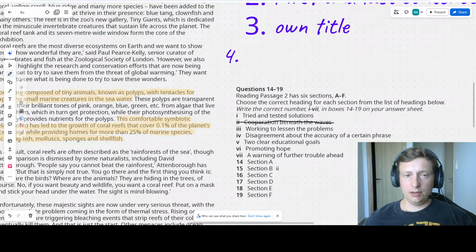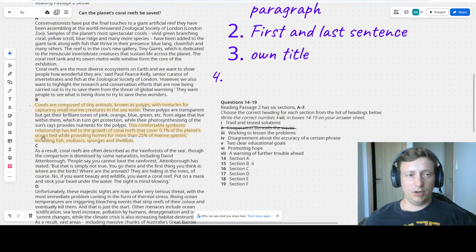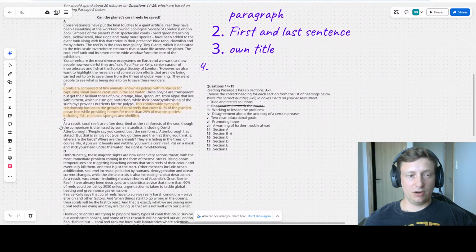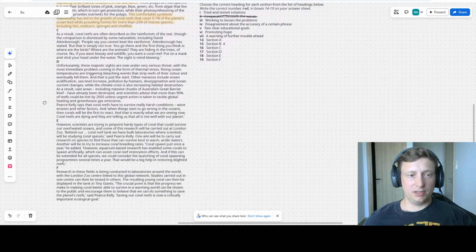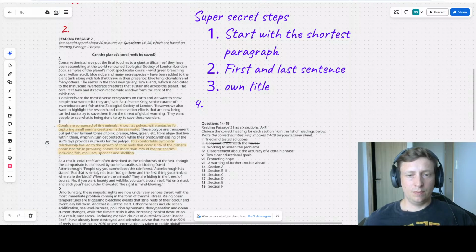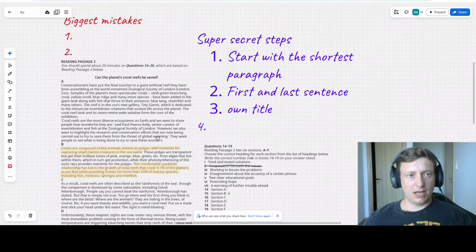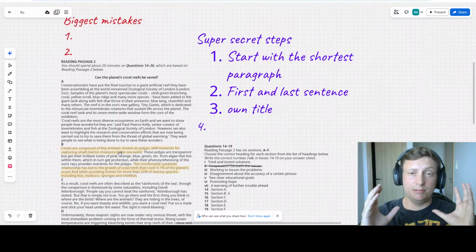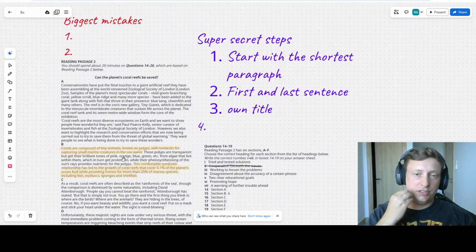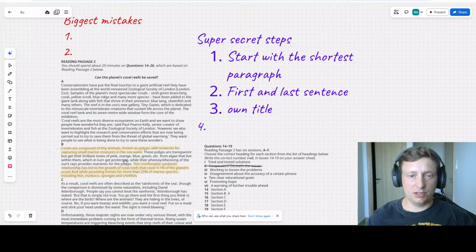And carry on and do this process again, where we go to the next shortest paragraph. So either C or F, and we want to do the first sentence and the last sentence, and also put our own title. I think this is a good point for me to mention some of the biggest mistakes that students make when they do this task.